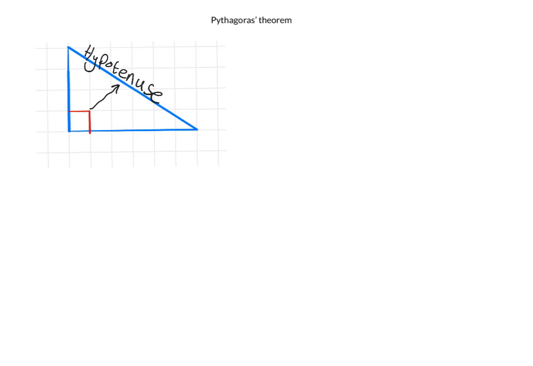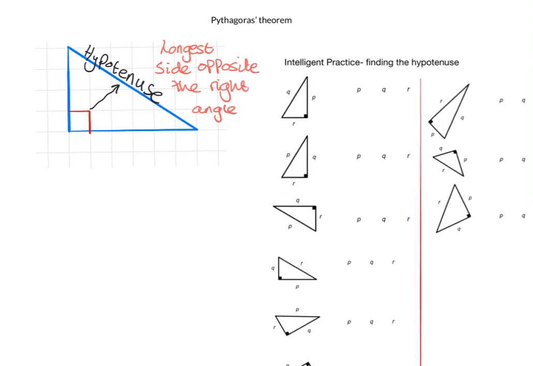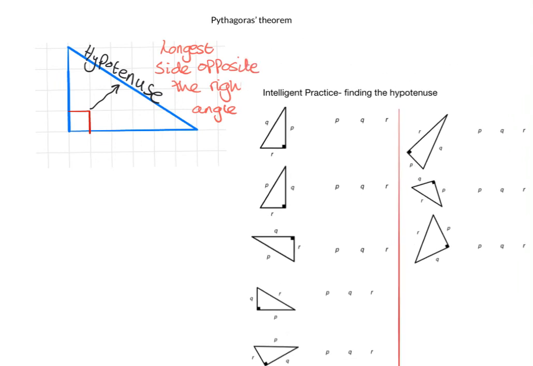So I'm just going to make a note on here that it is the longest side opposite the right angle. And when you get given a question, the first thing that you want to do is highlight the hypotenuse before you start doing anything else. I've just put some questions up there for you where you need to identify which letter is the hypotenuse. Okay, so I'll just move that a little bit there so you can see all the letters.